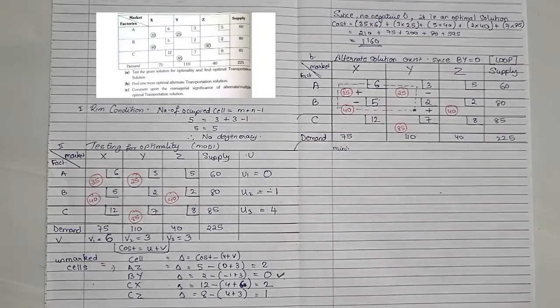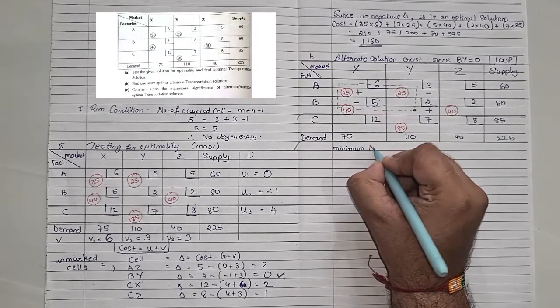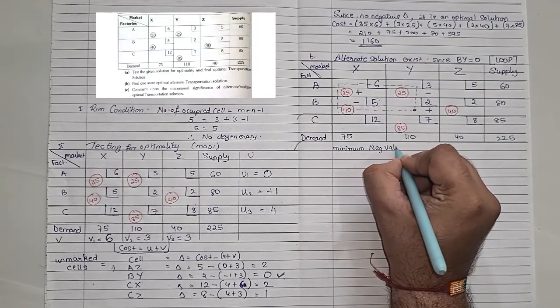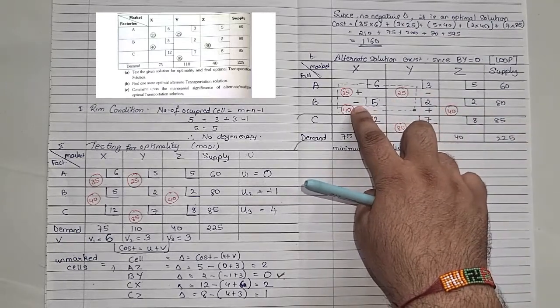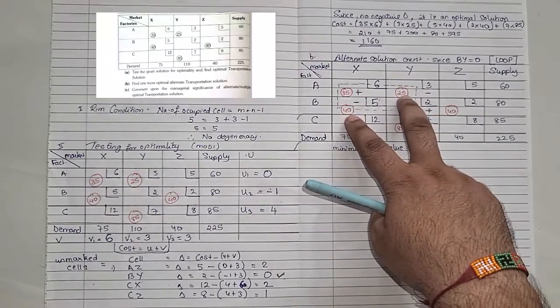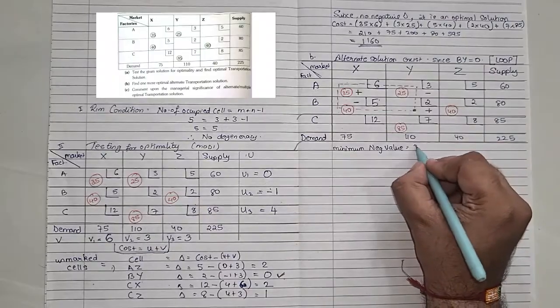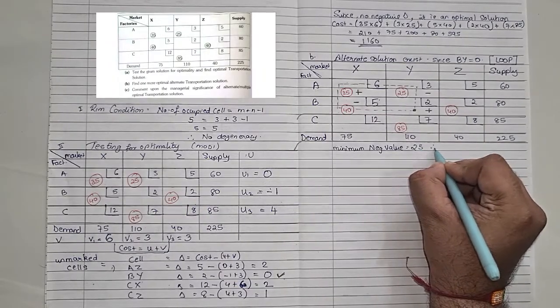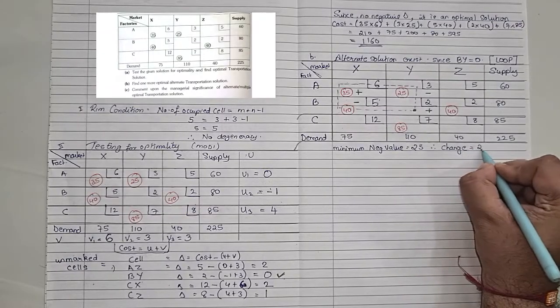Minimum negative value. What is the minimum negative value? This is negative, this is negative. The values here are 25 and 40, the ones in red which I marked. Among the two, which is the minimum negative value? The minimum negative value is 25. Therefore change is equal to 25.